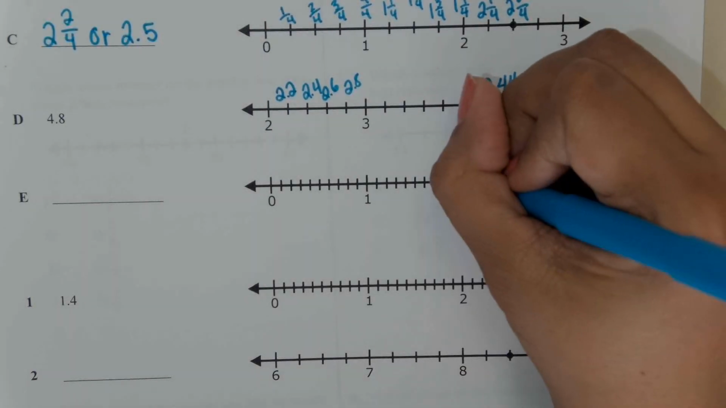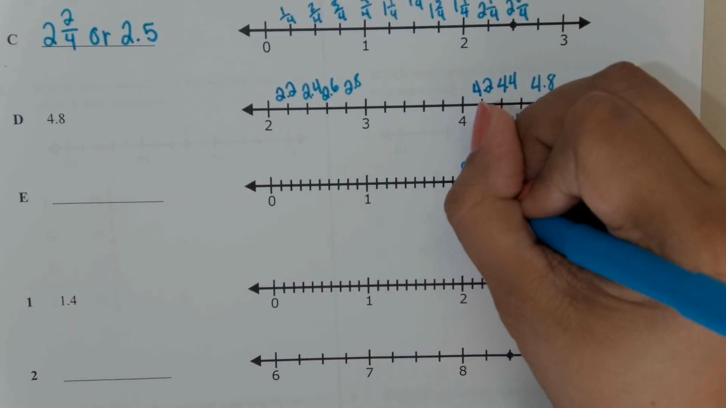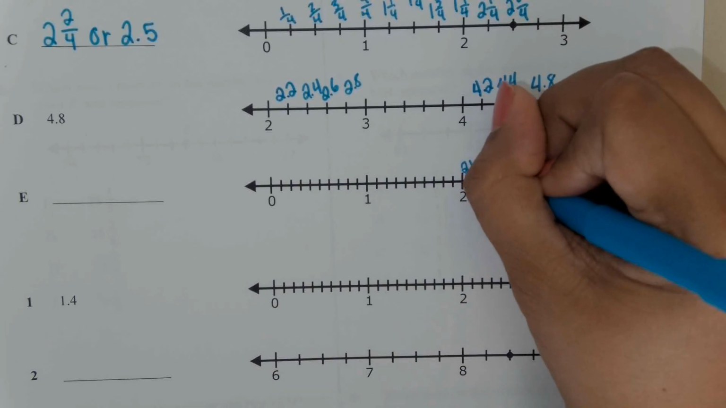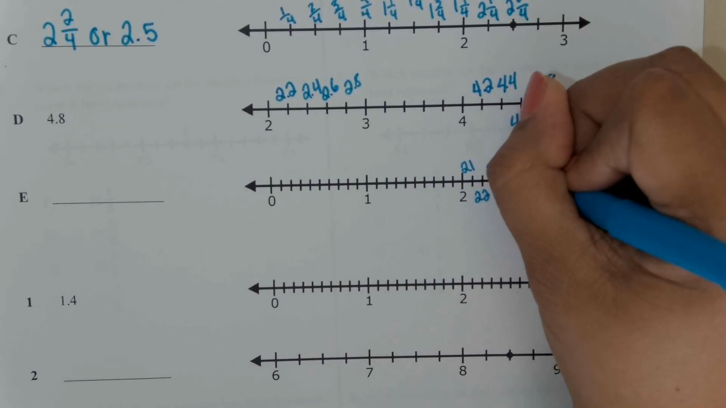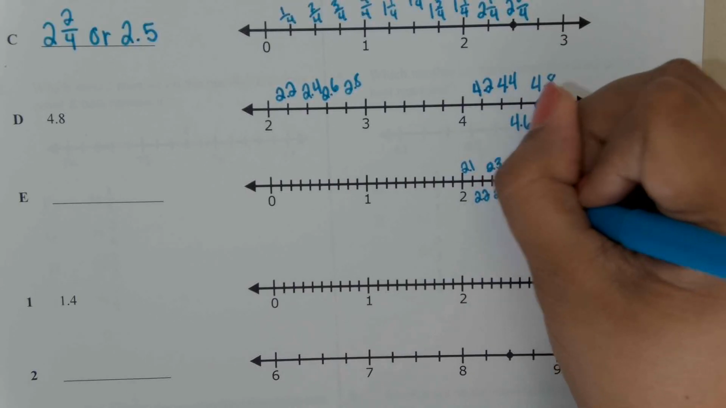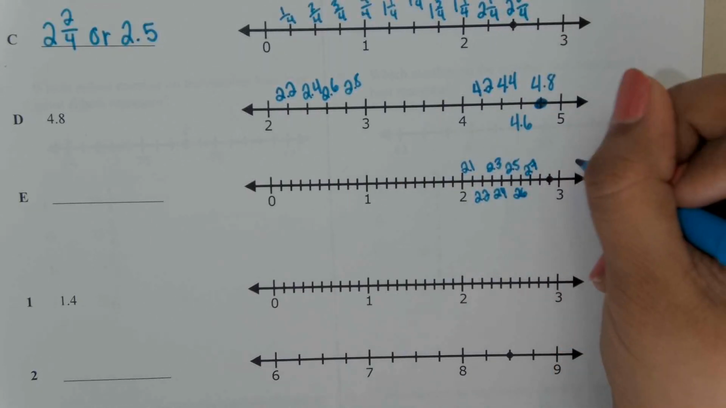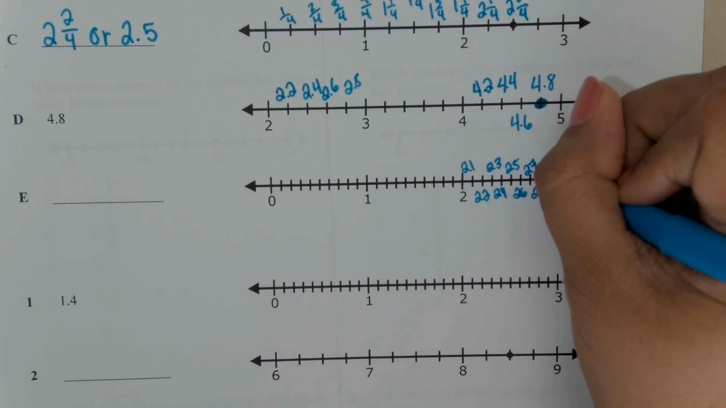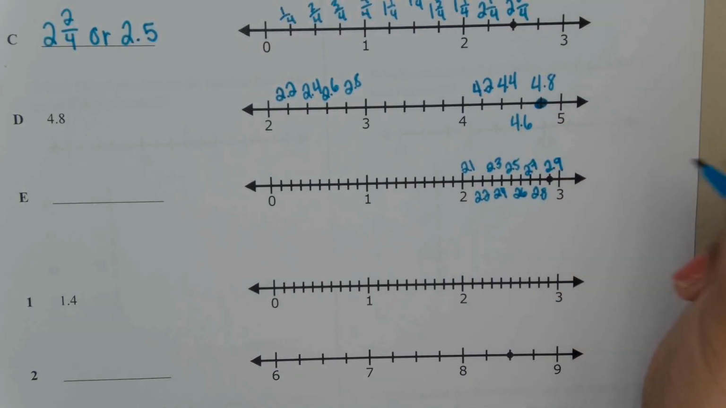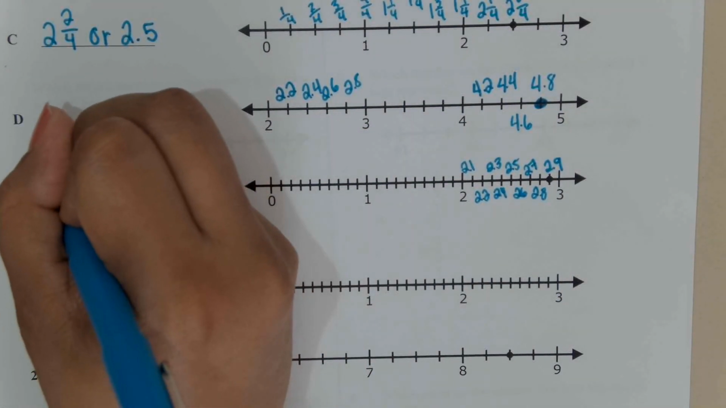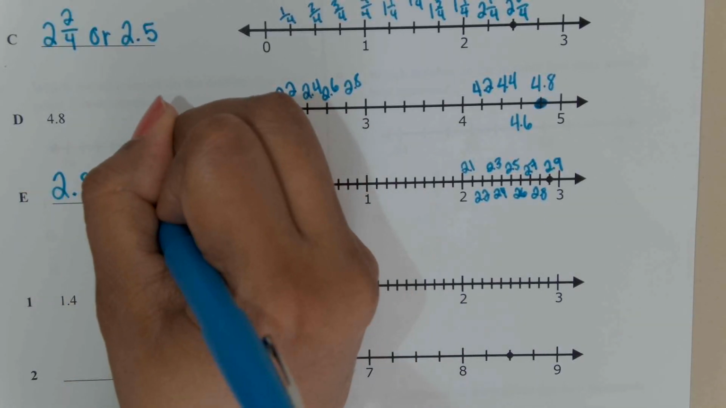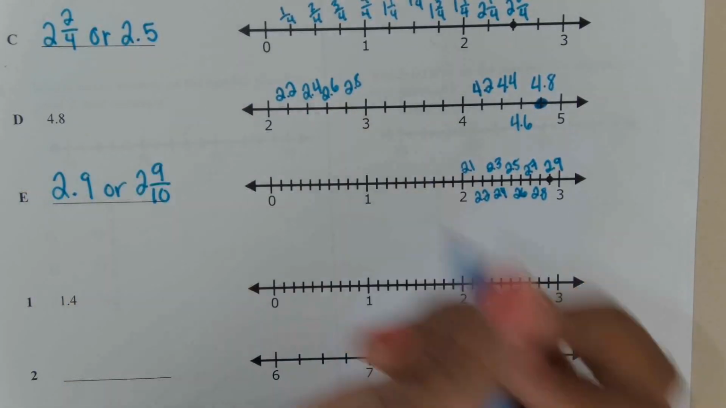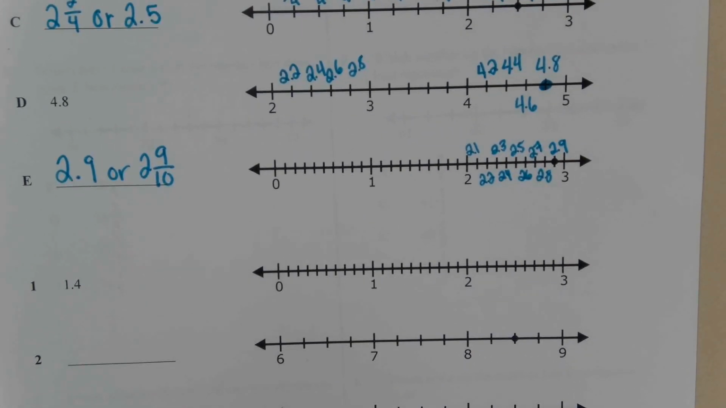So this is 2 and 1/10, 2 and 2/10, 2 and 3/10, 2 and 4/10, 2 and 5/10, 2 and 6 tenths, 2 and 7 tenths, 2 and 8 tenths, and 2 and 9 tenths. So this would be 2 and 9 tenths. Now go ahead and do the rest on your own.